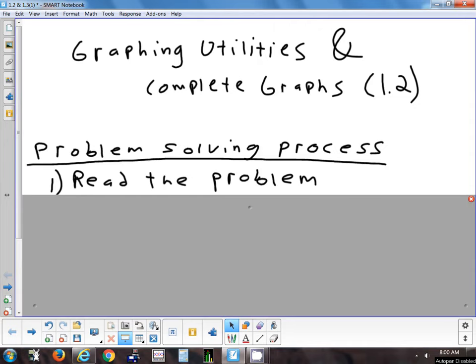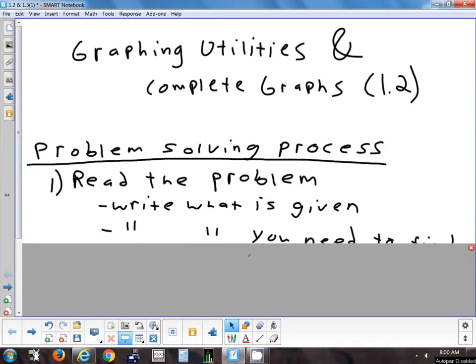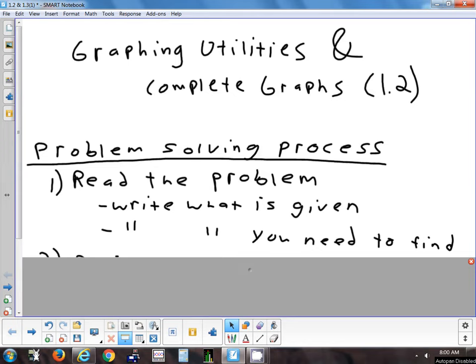Right, so the first thing you always want to do is make sure you read the problem. And as you're reading it, you want to figure out two things. There's information that they're giving you, and there's information they're asking you to find. You have to figure out which is which. Because if you can't figure out what they're asking you to find, you won't even know where to start to solve the problem.